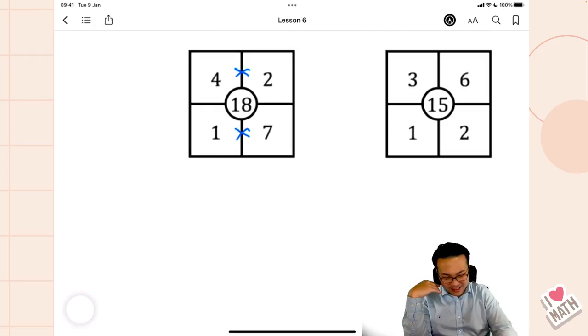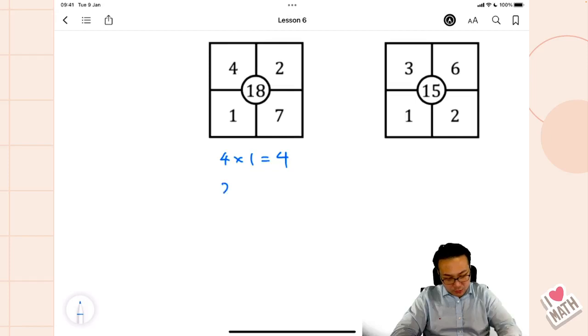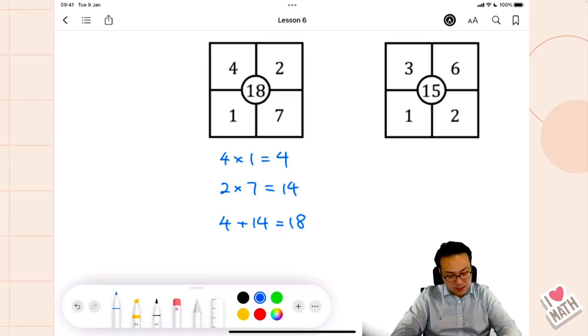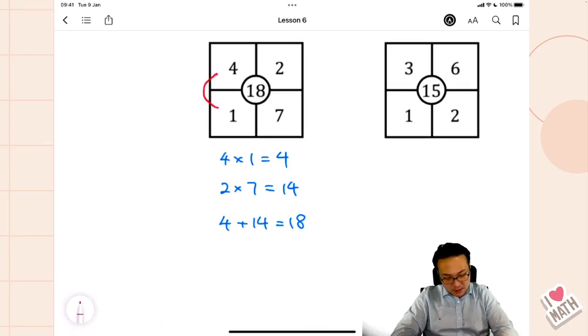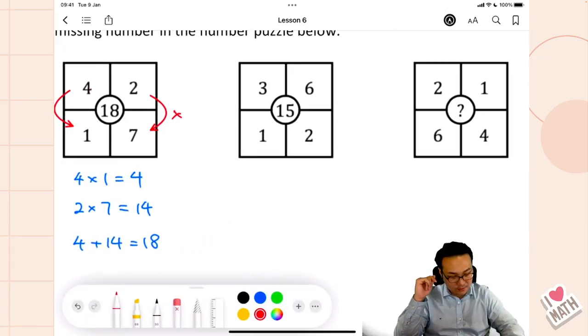Very good. Yes. You see, what we need to do is we take 4 times 1. Then we take 2 times 7. Now you can add them together and get 18. So this is the pattern, students. You must multiply downwards like this. After multiplying, you add them together.